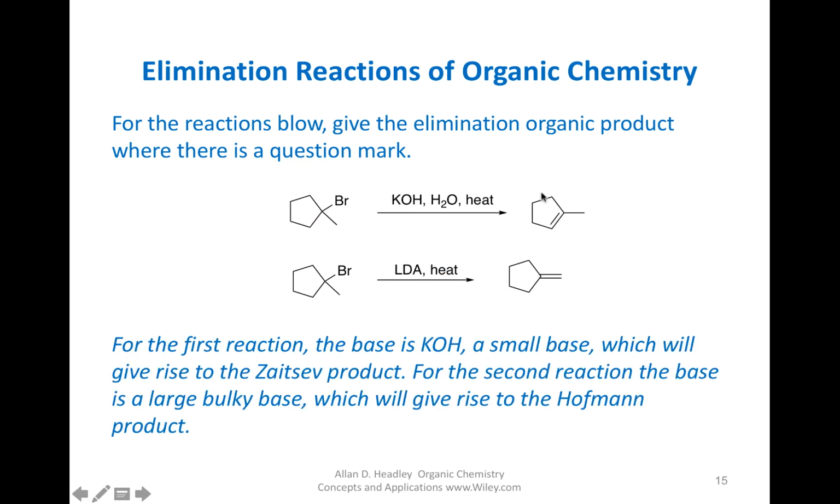So here we go. These would be the answers. KOH, small base, double bond goes here. Granted, if you put the double bond here, same molecule. However, this is only one arrangement here where LDA, bulky base, proton leaves from here because CH3 is right here and would form the double bond right here, and here it is. So again, for the first reaction, the base is small, which will give the Zaitsev product.